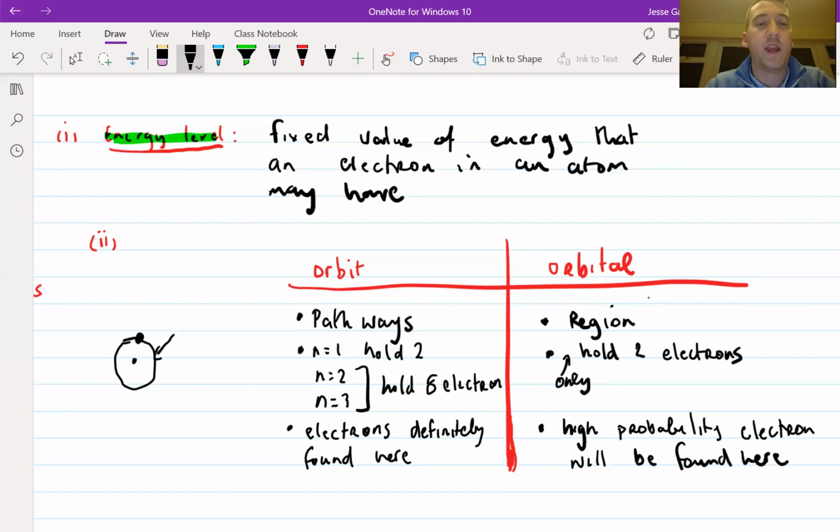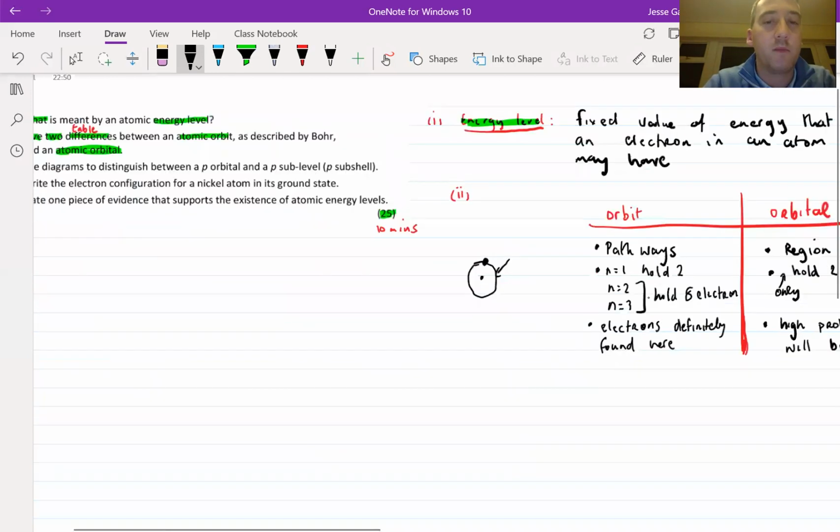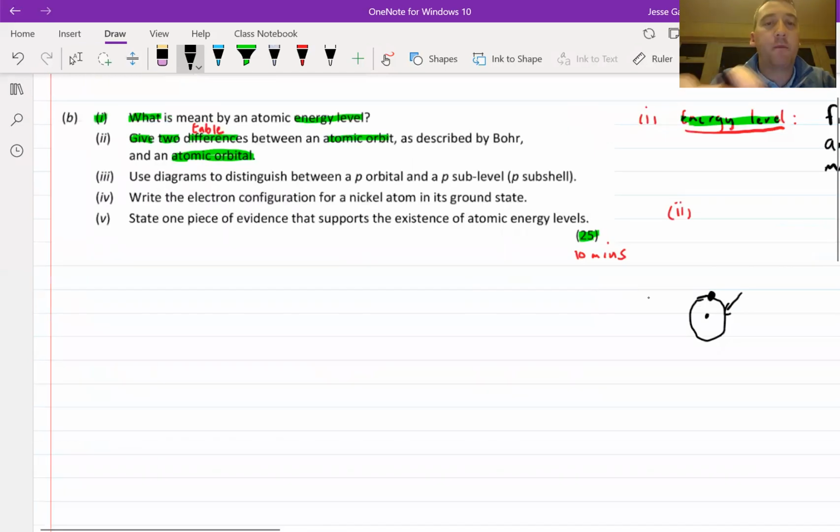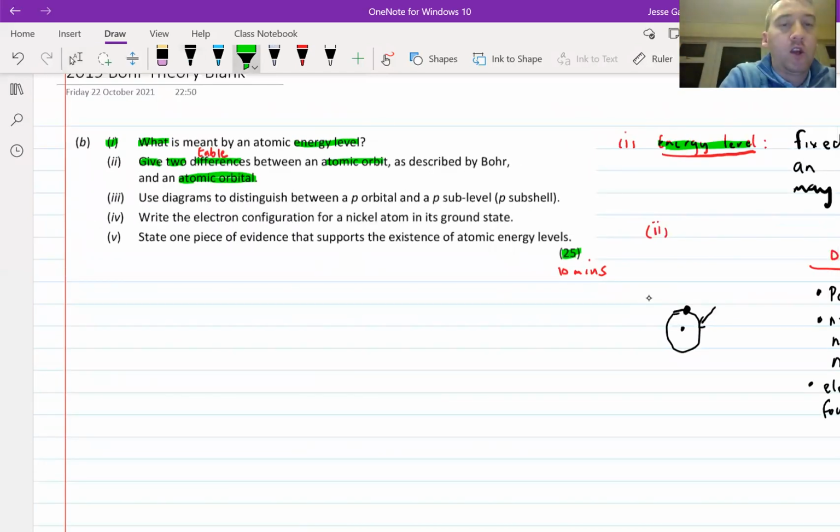Okay, so that's 3. It asked for 2, so I'm pretty confident about that now. Next bit. Interesting. Use diagrams. So you must use a diagram because that's what it directs you to do, to distinguish. And this word means to show the difference.